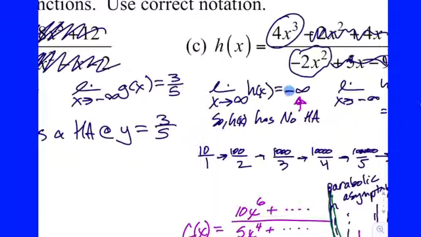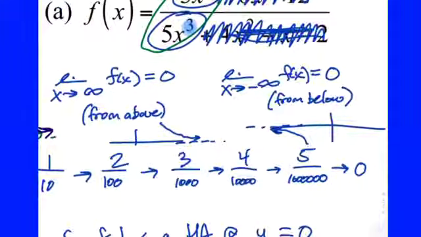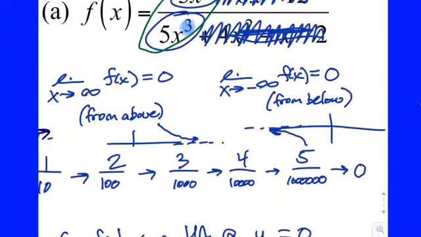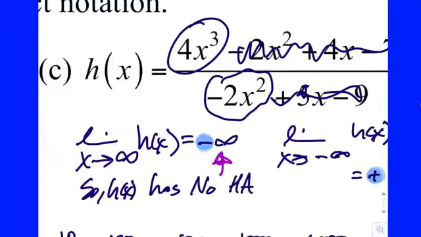Now, what are the ones that you're responsible for? Of course, the horizontal asymptotes at 0, the horizontal asymptotes at whatever the number, and later on, we're going to find those. Those are going to be called slant asymptotes.